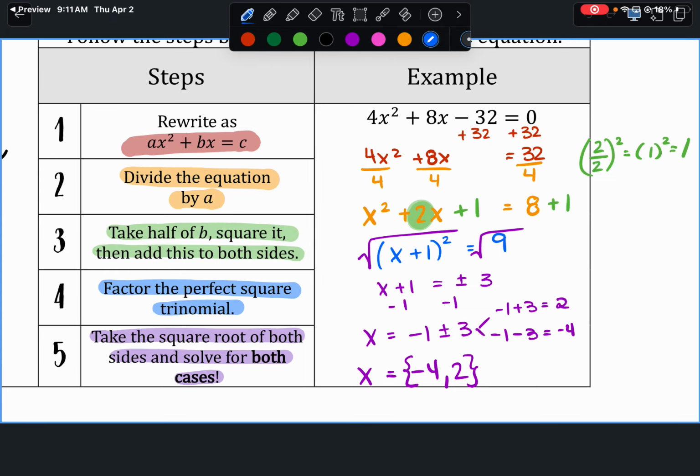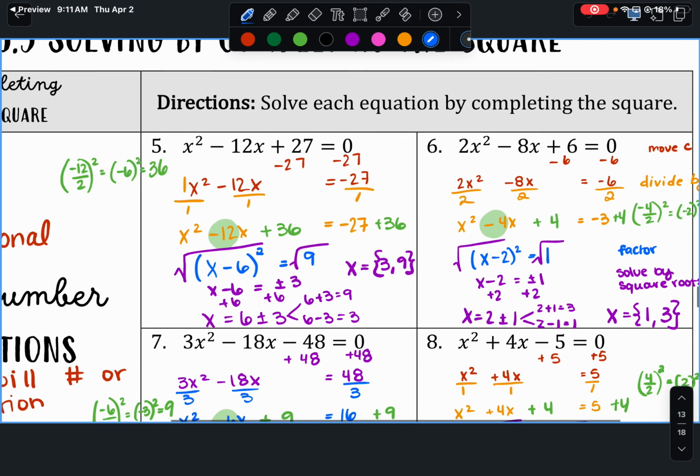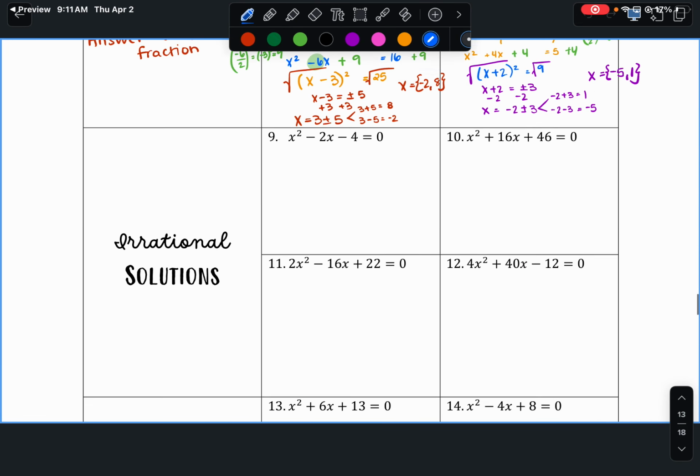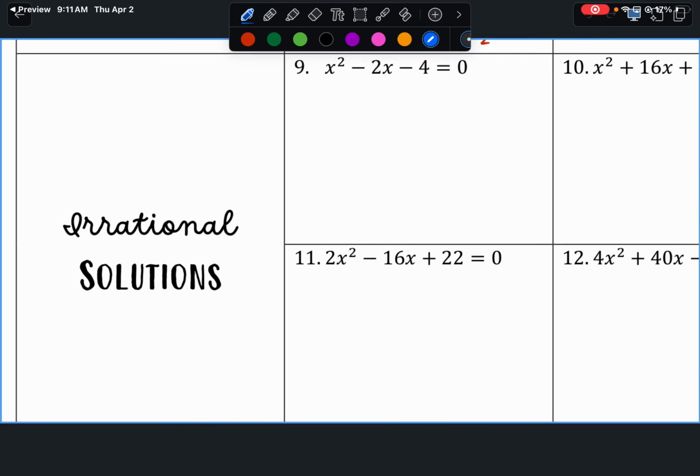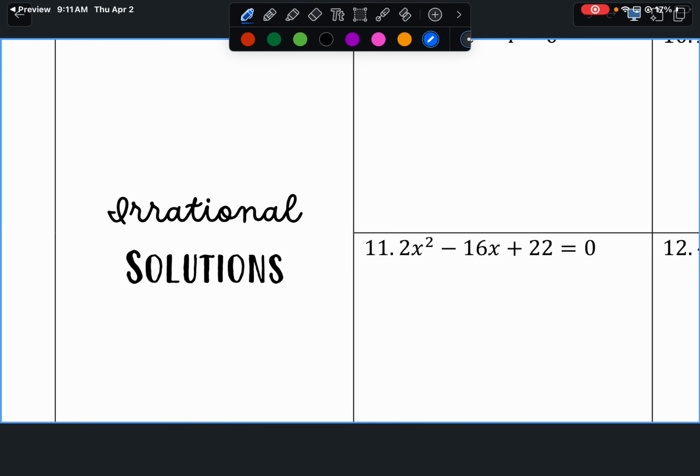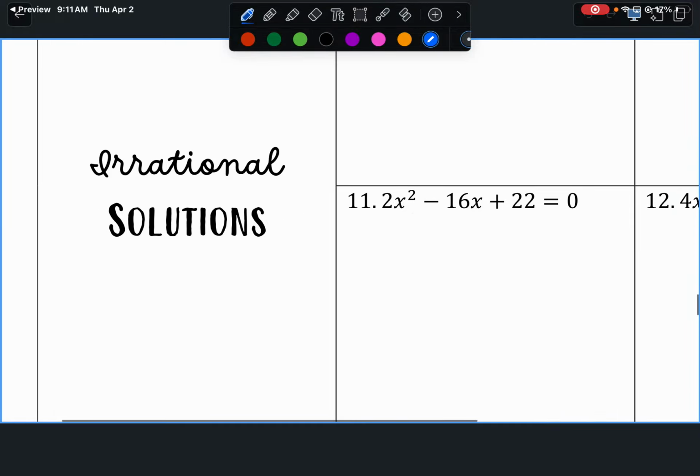So for question 11, what do we need to do first? So we get 2x squared minus 16x equals negative 22. Divide everything by 2. So what is 2x squared divided by 2? X squared. What is negative 16x divided by 2? Equals, what is negative 22 divided by 2?